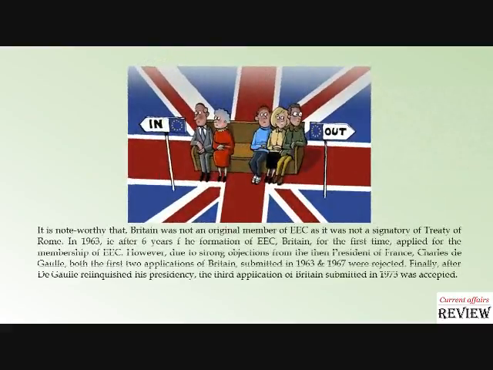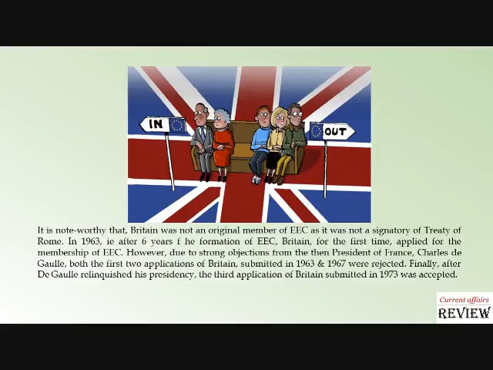Background of Brexit. European Union, as we know today, came into existence in 1993 with the signing of Maastricht Treaty. Previously, the grouping was more economic in nature and was known as European Economic Community, whose objective was more about creating a common market rather than achieving political unity of any kind. It is noteworthy that Britain was not an original member of EEC, as it was not a signatory of Treaty of Rome. In 1963, that is after 6 years of the formation of EEC, Britain for the first time applied for the membership of EEC.